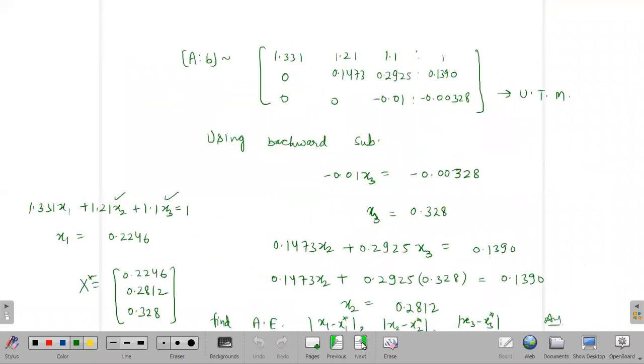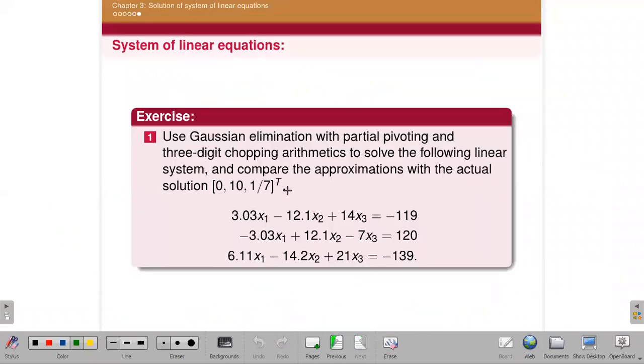Okay, so this is your exercise. The scaled partial pivoting we will do in the next lecture. We will use 2 strategies. First, we have already done partial pivoting. The second one is scaled partial pivoting, that we will do later. So use Gauss elimination with partial pivoting. Here we have to use 3-digit chopping. Solve the following linear system, compare your answer with the actual solution. This is 3 equations in 3 unknowns. So practice this question.